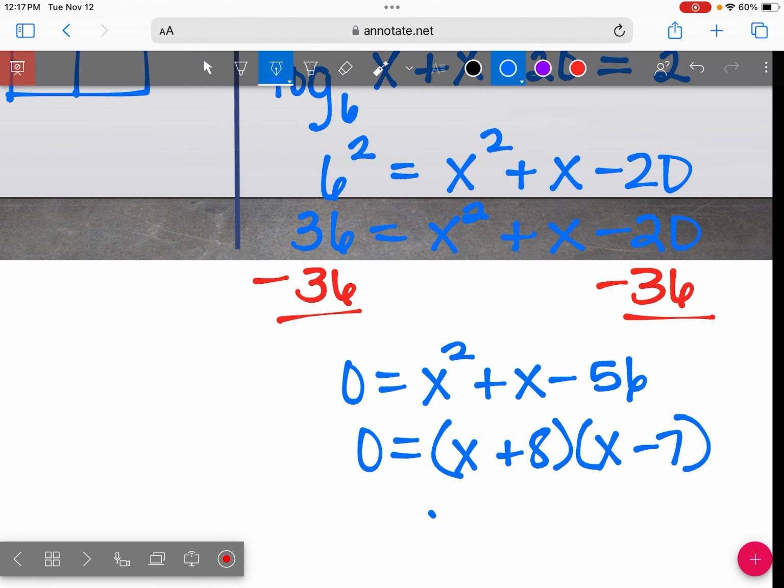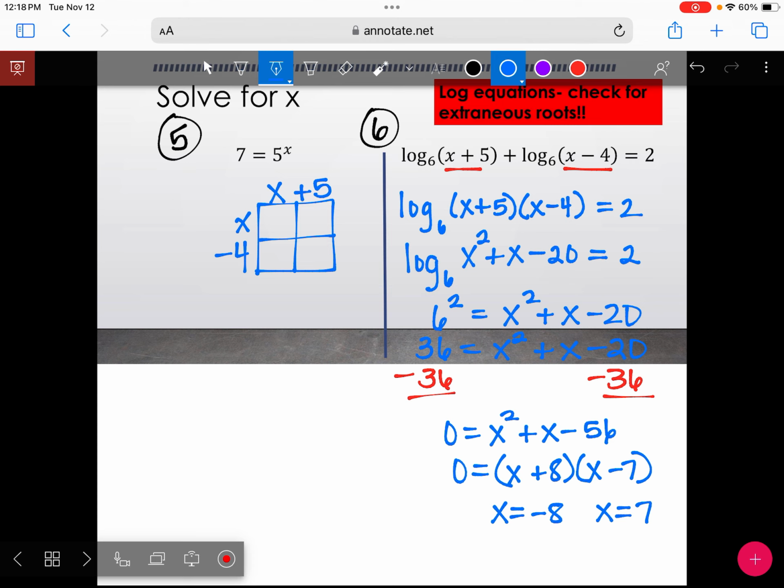Which means our two possible answers are negative 8 and positive 7. But we have to remember, let me zoom out, this has to stay positive and this has to stay positive. So can I use both of those numbers? No. Because if I put the negative 8 in that blue one, it's going to be a negative 3. So right there, I know this is not going to give me an answer that I can use because we cannot take the log of negative 3. What about positive 7? Will that work?